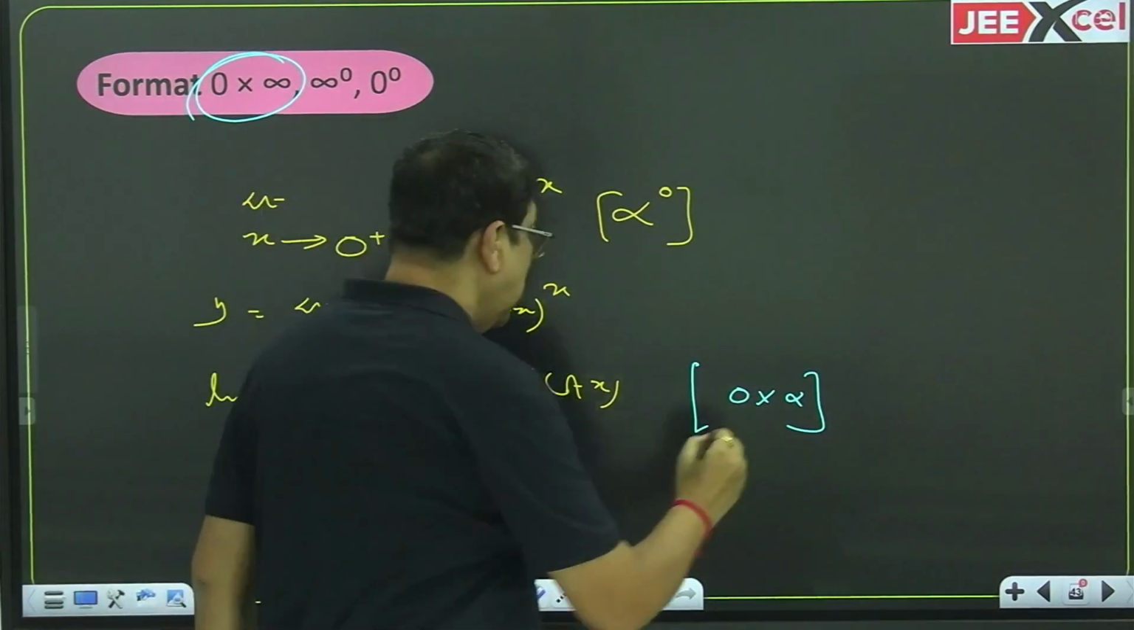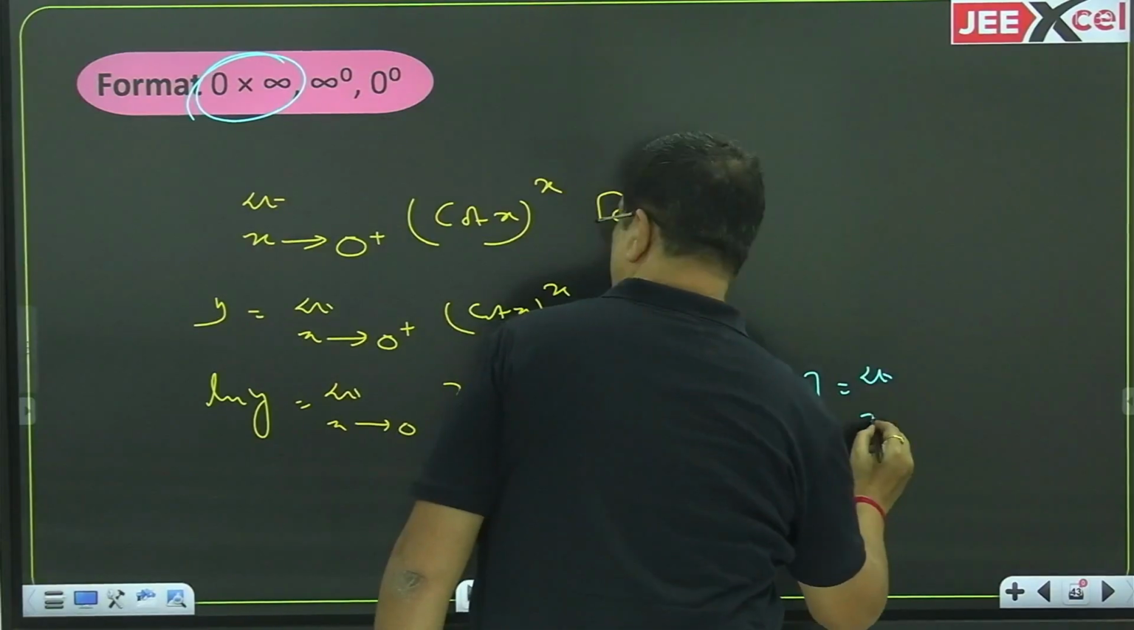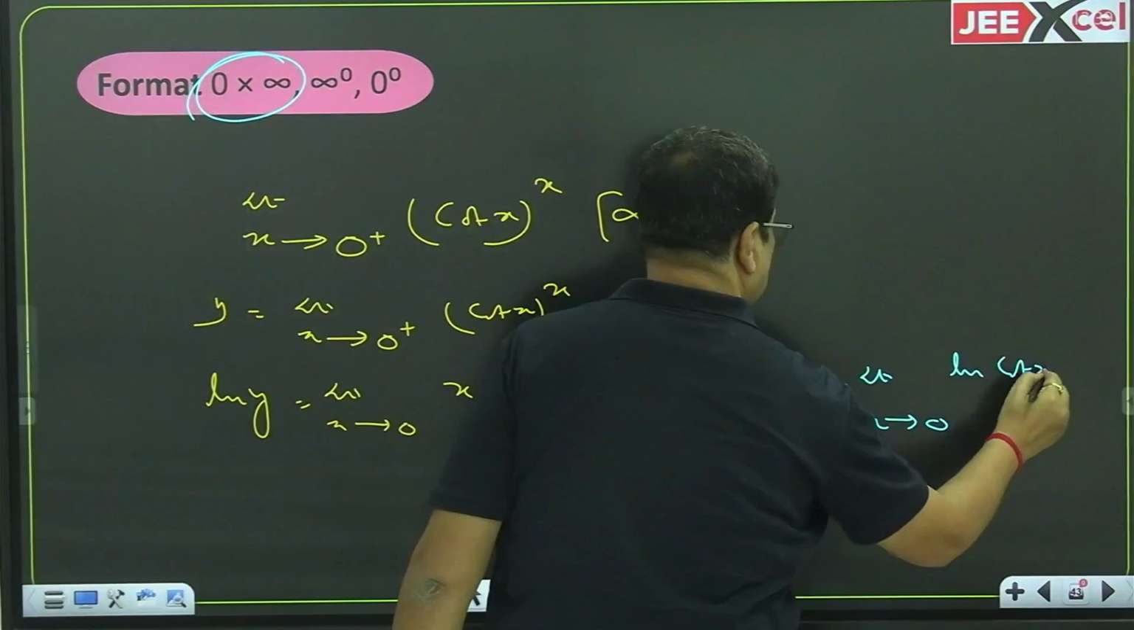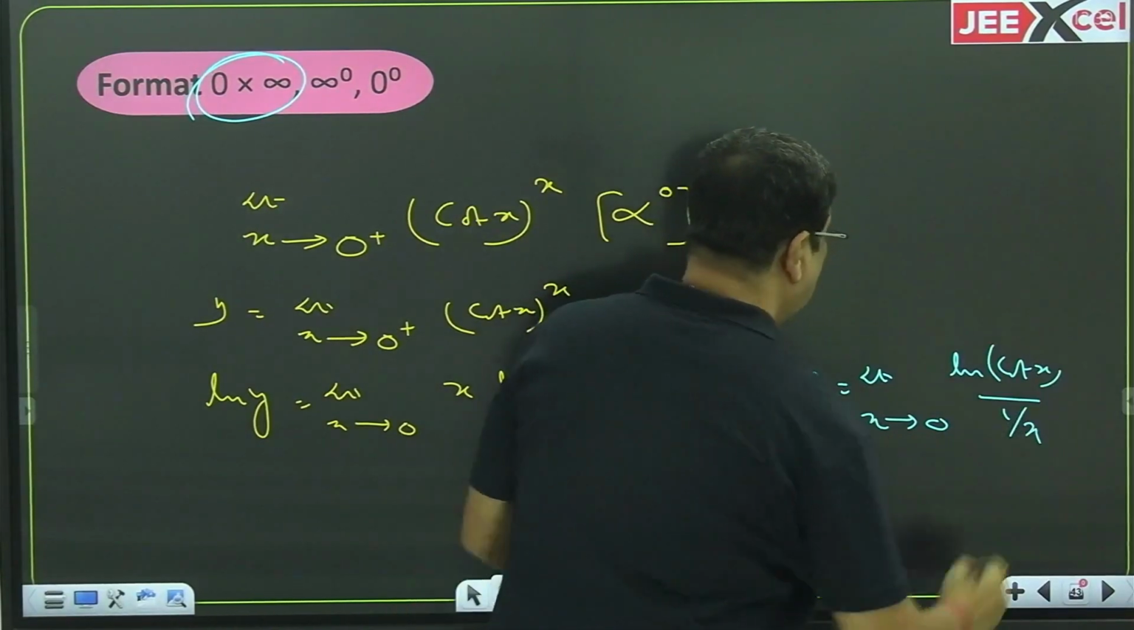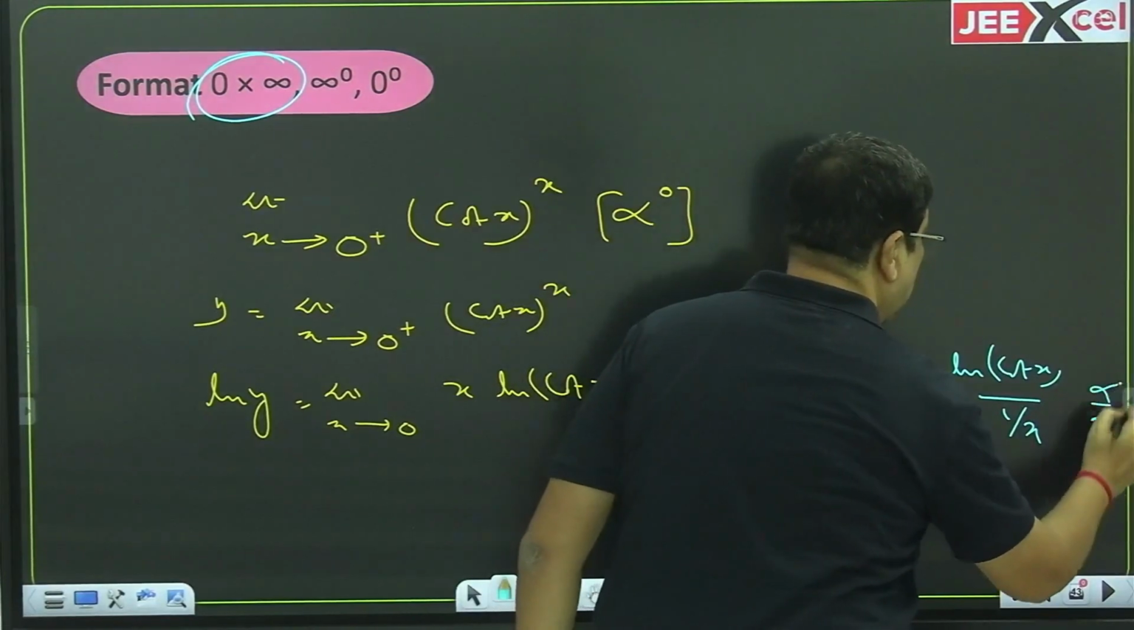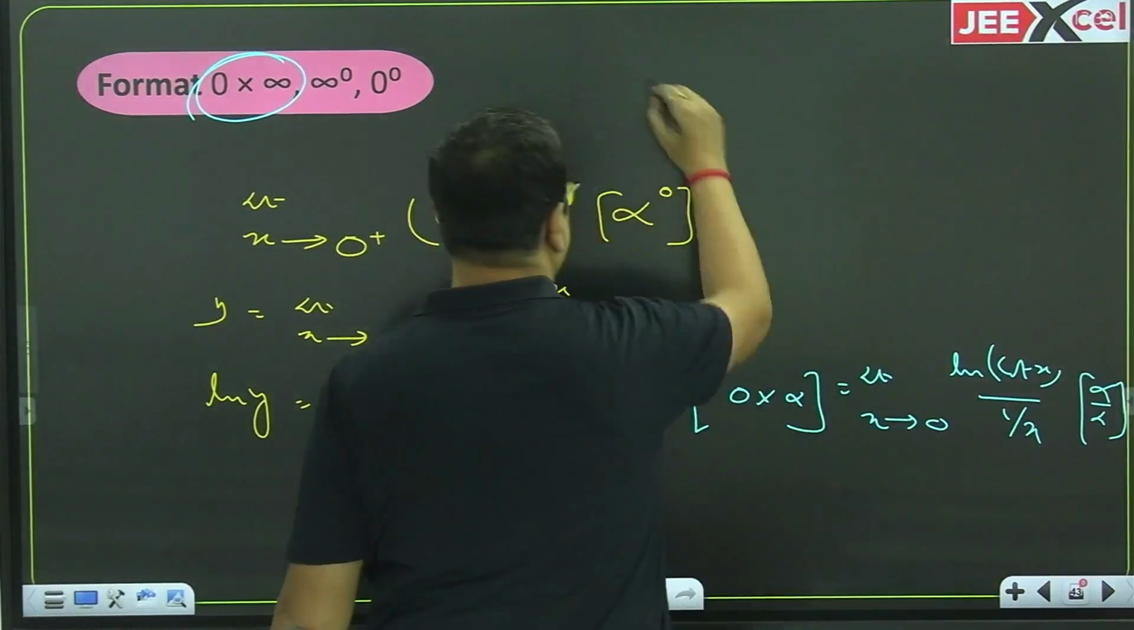तो क्या करना चाहिए यहाँ पे? Therefore, limit x tend to 0 क्या होगा? log of cot x by 1 by x. ये क्या फॉर्म में है? infinity by infinity फॉर्म. This is the form of infinity by infinity. ठीक है? अभी हम लोग डिफरेंशिएट कर लेते.